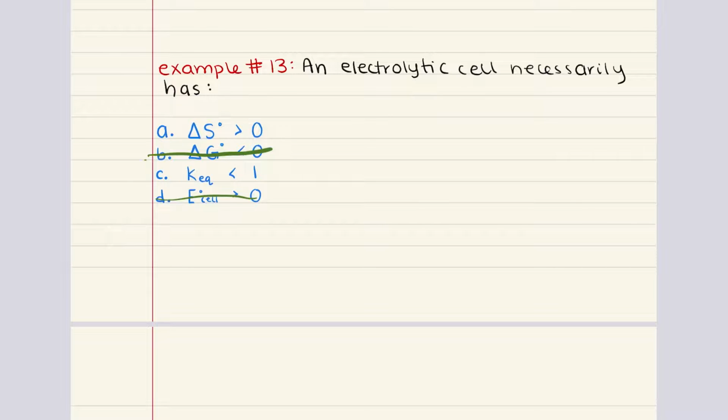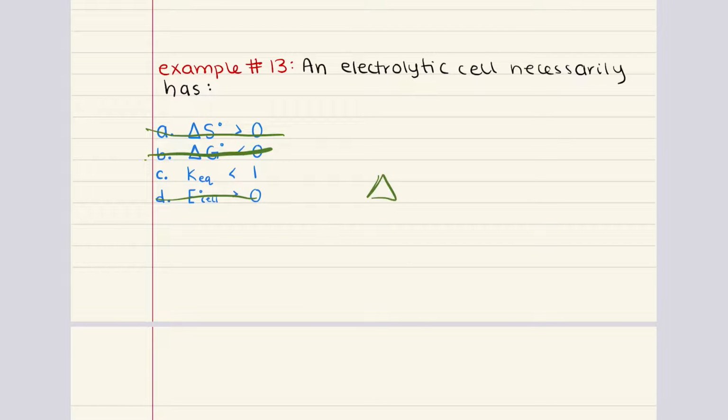Now, what about delta S? What can we say about the change in entropy for an electrolytic cell? The change in entropy, it could be positive or negative. It really depends on the species involved. So we can't say that for an electrolytic cell, delta S, the change in entropy, is always greater than 0. And for that reason, we need to eliminate answer choice A. Now we're left with answer choice C. This is the correct answer. The equilibrium constant is less than 1.